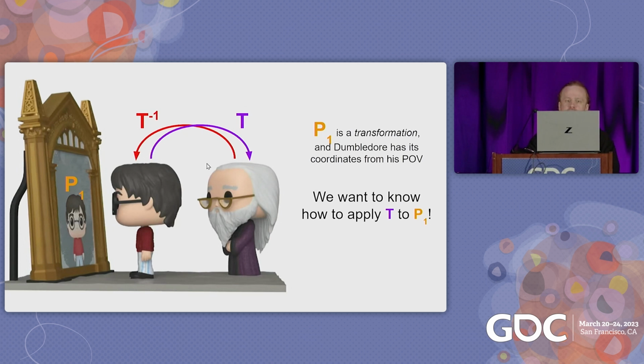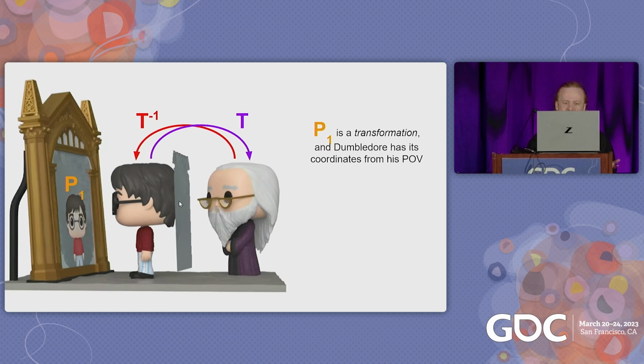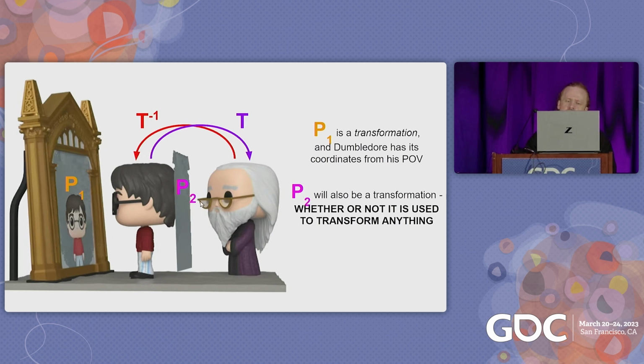We want to know how to apply T to P1, all right? We want to get that plane. Dumbledore wants to know where that plane is from Harry's point of view, which is to say that he wants, let's guess that it's somewhere here. We can label it P2. Dumbledore wants to get P2. And note that P2 will also be a transformation, whether or not it is used to transform anything. If Dumbledore is only interested in, I'm going to intersect this plane with some lines, or I'm going to project, I want to know how distant this plane is from some other thing, regardless of what he wants to do with it, he could use it as a planar reflection. So it is a transformation.